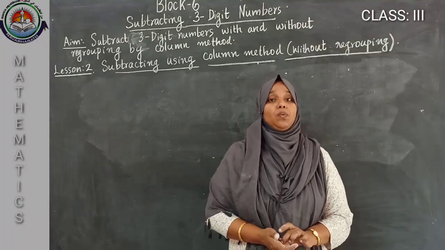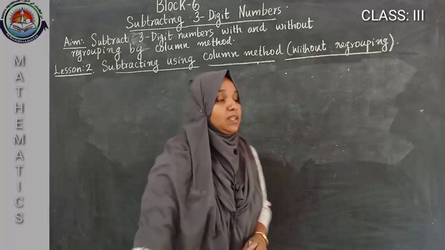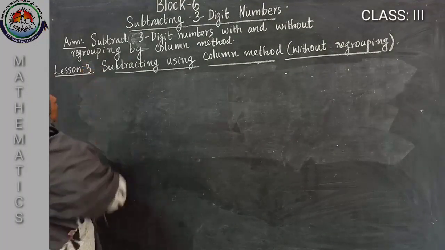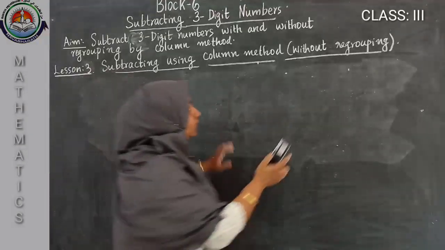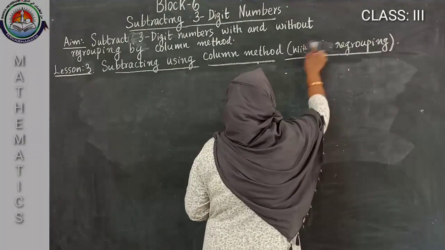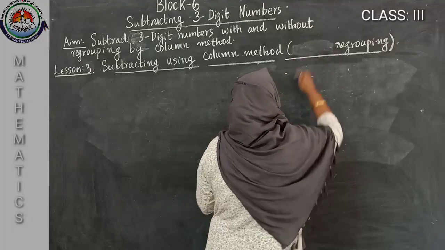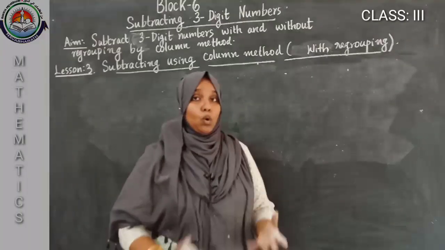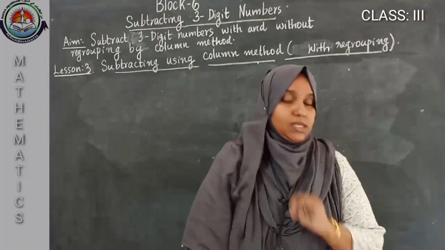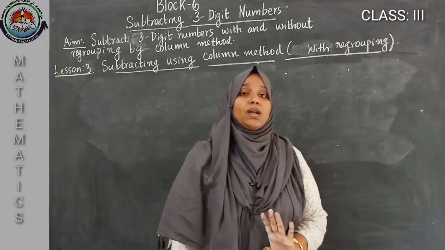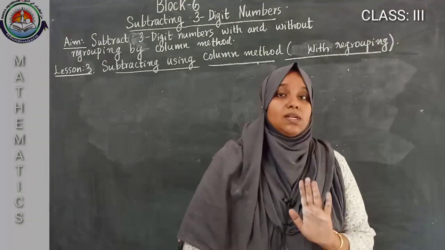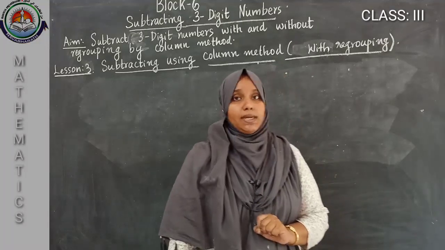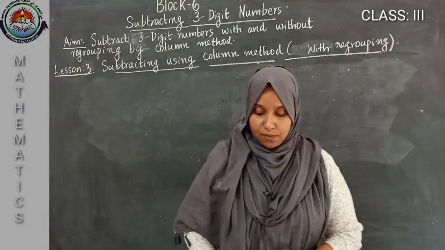Okay. So today in lesson 3, we are going to discuss subtracting using the column method with regrouping. Not without regrouping, with regrouping. With regrouping and borrowing we studied 2-digit numbers before, and now we are discussing the column method with regrouping for 2-digit and 3-digit numbers. Okay, consider the example.